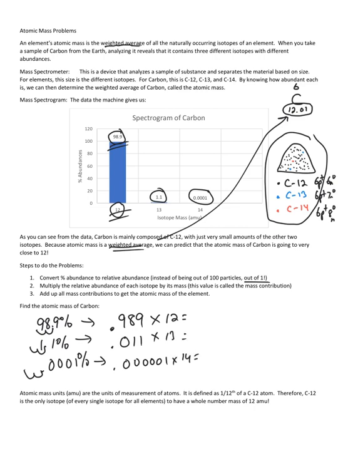Okay, pull out your calculator now and go ahead and do the math here. 0.989 times 12, 11.868. 0.011 times 13, we get 0.143. 0.000001 times 14 gives me 0.000014. We add up these numbers now.